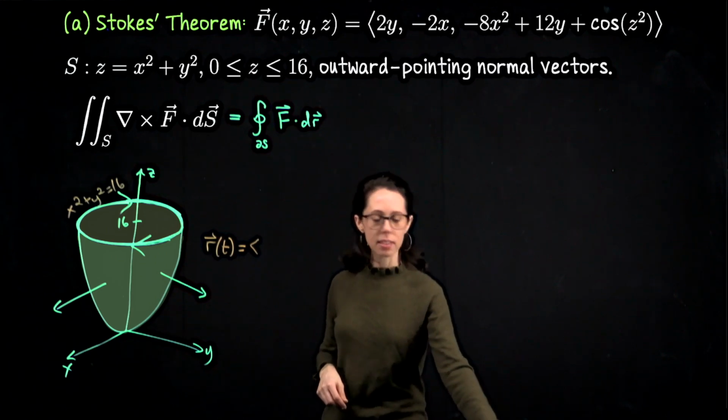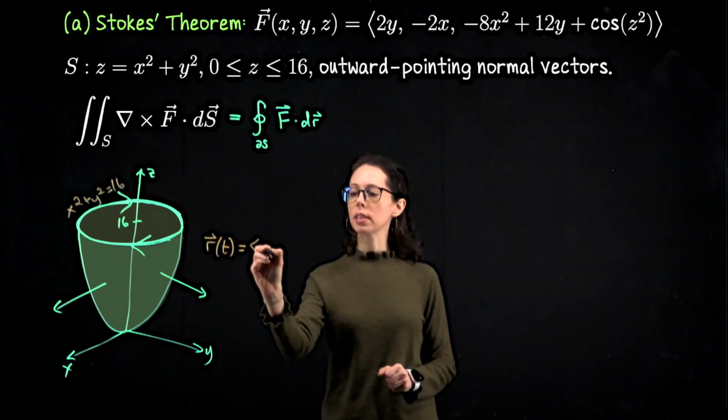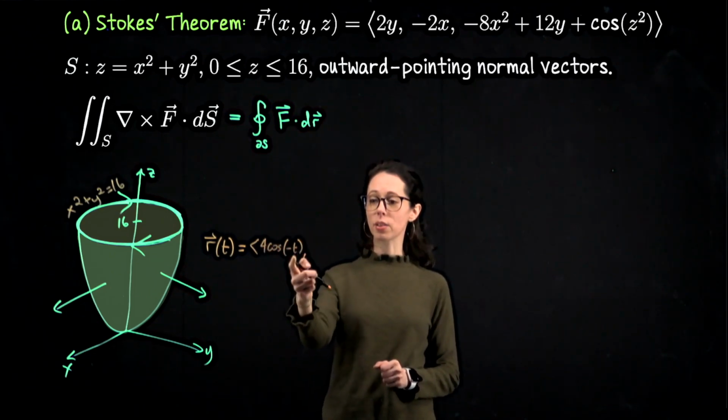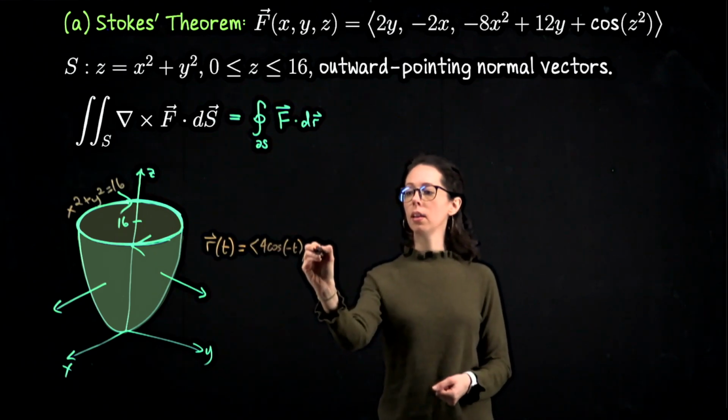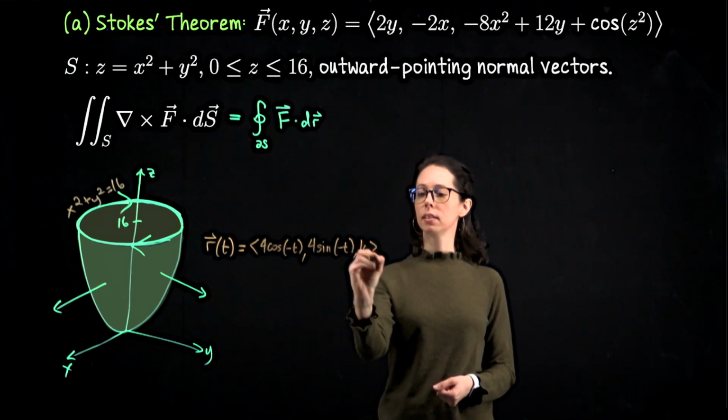That means that the best description for this boundary curve is going to be 4 cosine of negative t, because we're traveling clockwise. So this is reversing the direction. 4 sine of negative t, 16.